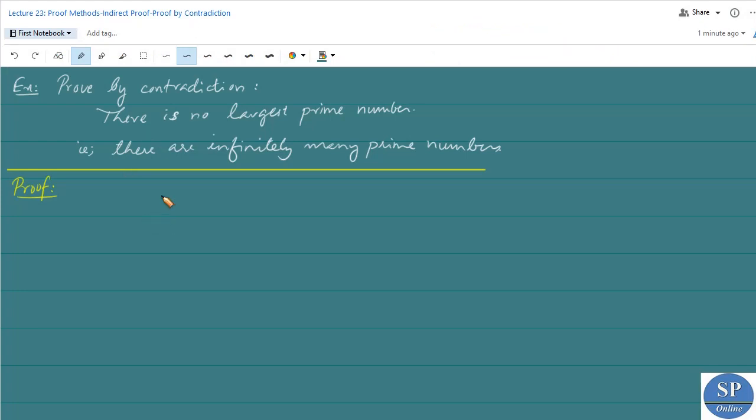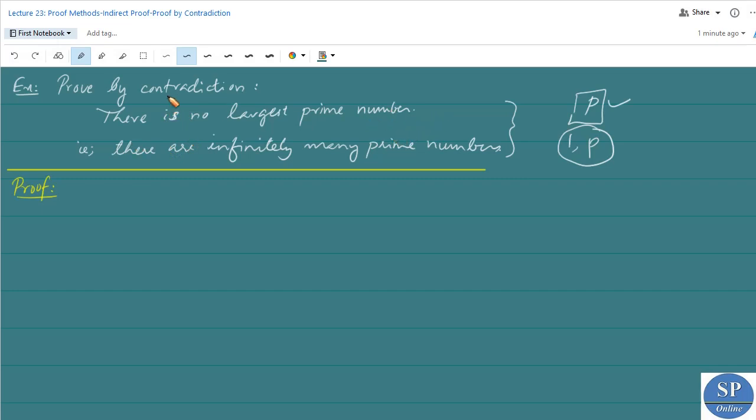Now we can discuss an example. Prove by contradiction: there is no largest prime number. That is, there are infinitely many prime numbers. So here we need to show that there is no largest prime number. We know a prime number P is a positive integer with exactly two positive factors, 1 and P. Such integers are called prime numbers. So here we have to prove by contradiction that there is no largest prime number.